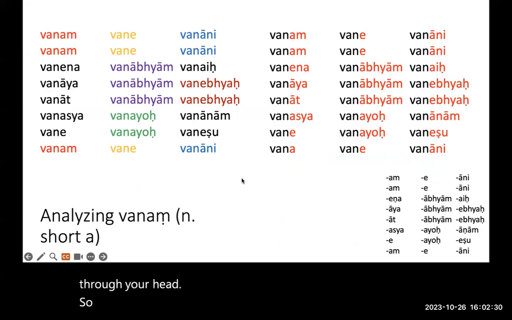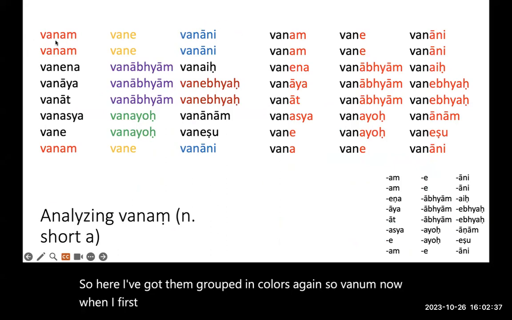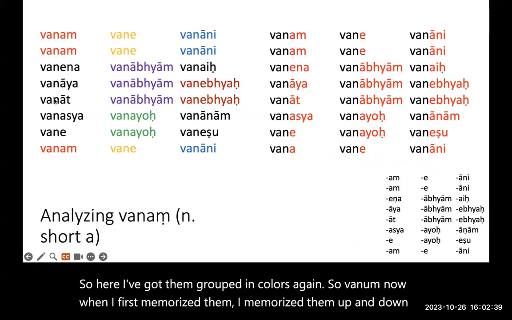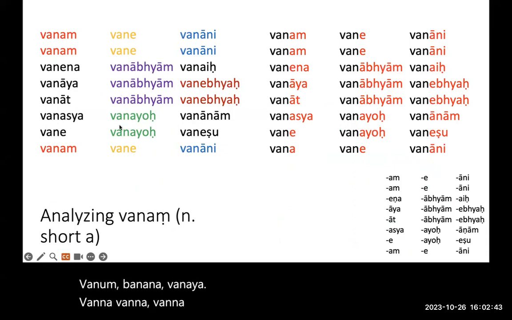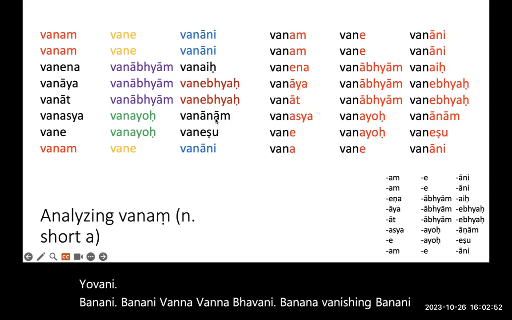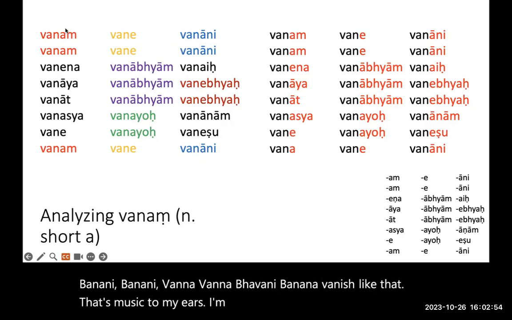So here I've got them grouped in colors again. Now, when I first memorized them, I memorized them up and down. Vanam, vanam, vanena, vanaya, vanat, vanasya, vane, vanam, vane, vane, vanabhyam, vanayo, vani, vanani, vanebhyaha, vanananam, vaneshu, vanani. Like that, that's music to my ears. I'm trying to learn to go left and right.